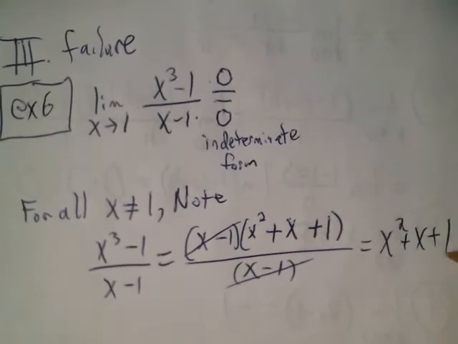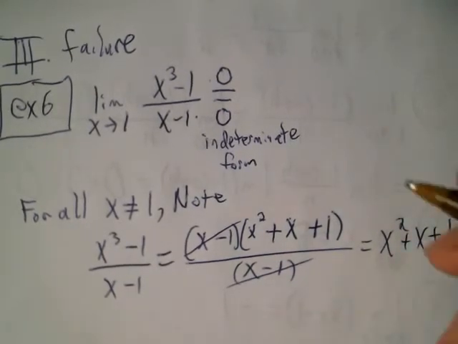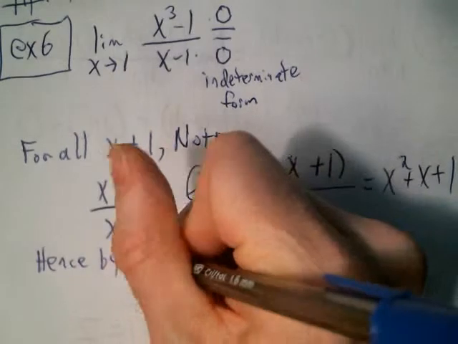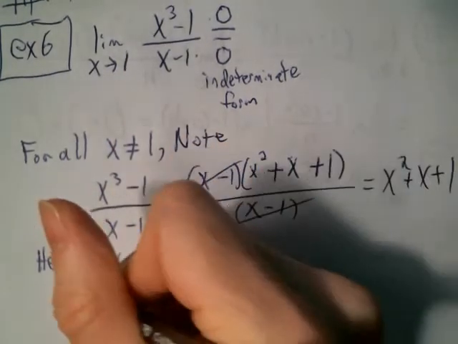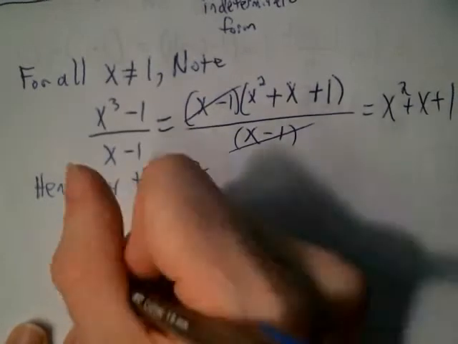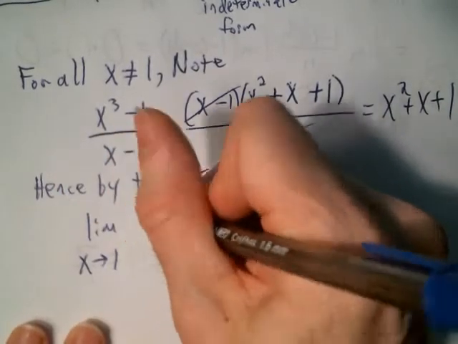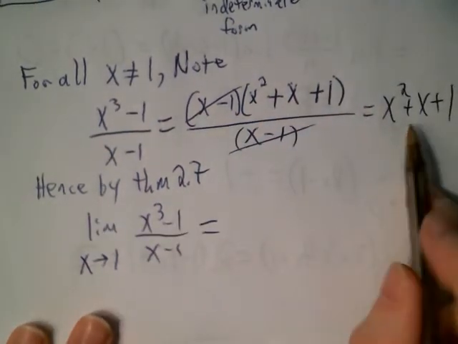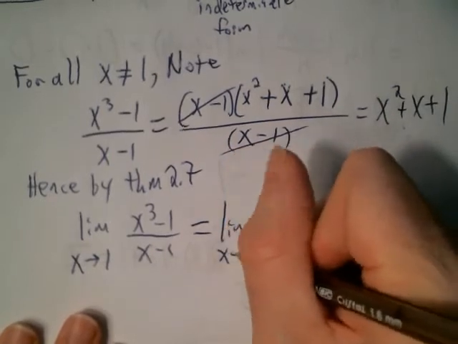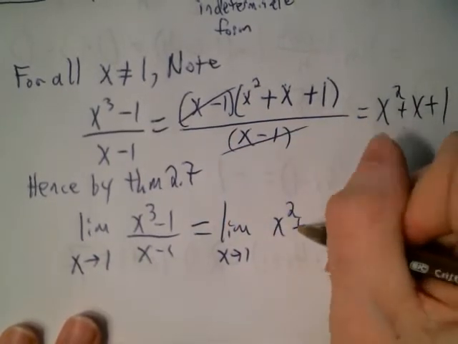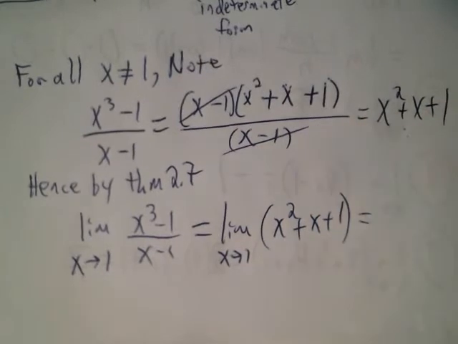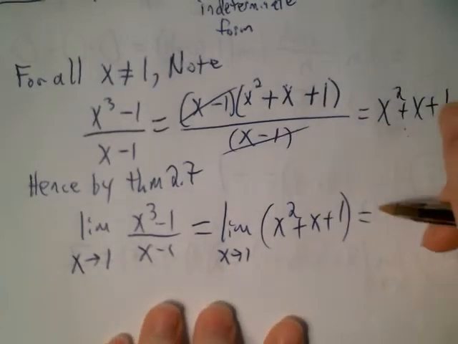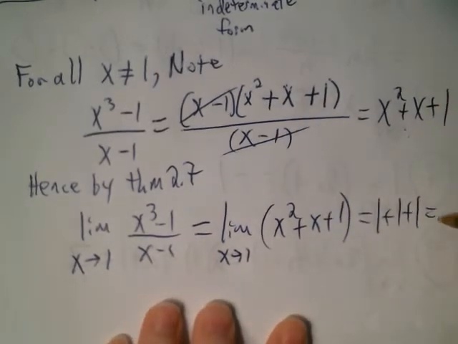So this limit back here, and we can only do this because of a theorem, hence by theorem 2.7, the original limit that we were working with, the limit as x goes to 1 of x cubed minus 1 over x minus 1, will equal just the limit of this thing. Limit as x goes to 1 of x squared plus x plus 1. Okay, and then that's just a plug and chug, because that's a polynomial. We can do substitution. So that would be 1 plus 1 plus 1, which is 3.